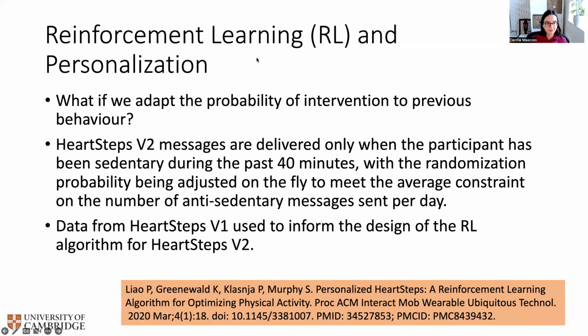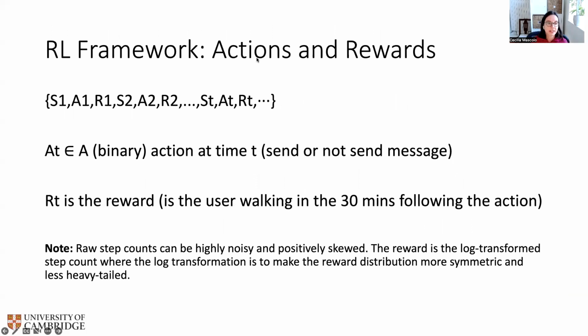So they have a new version that adapts to previous intervention. They also added other constraints, that the user had to be sedentary for the past 40 minutes. The probabilities were adapted dynamically, and you couldn't send too many messages per day; you would have a really hard cap. But the really big innovation was the use of a reinforcement learning algorithm to improve. That would be based on what was learned on the previous day, and that would be put in practice on the next day.